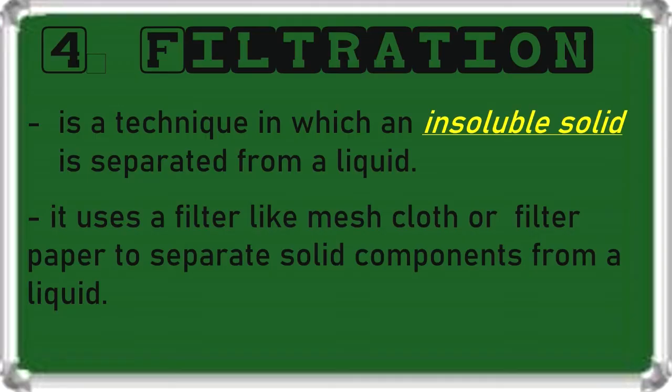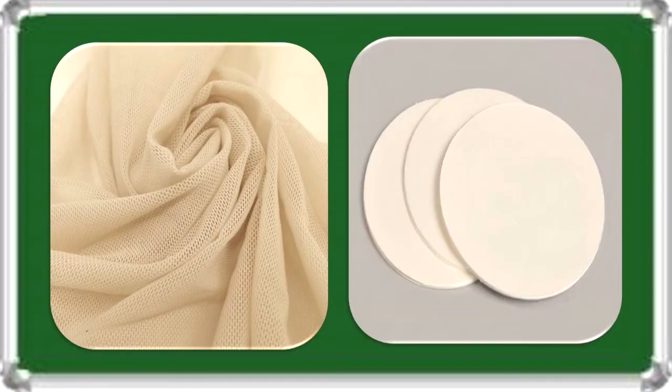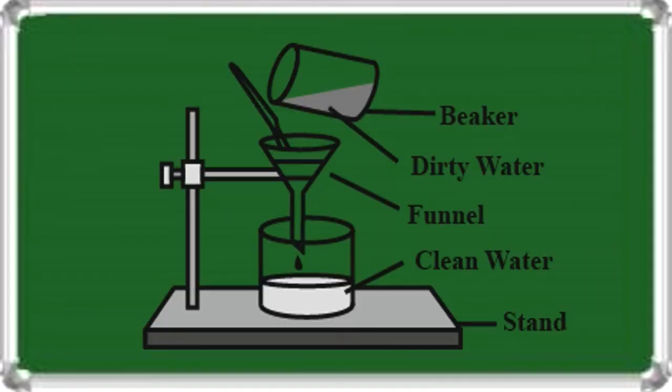So, this is an example of mesh cloth. And this one is the filter paper. So, paano ba sinasagawa ang tinatawag nating filtration? Okay, so pag-aralan natin yung picture na to. So, kailangan natin ng, of course, funnel or imbudo. Pero kung wala din naman, pwede din naman natin isagawa ang filtration without a funnel. A dirty water, for example, a mixture of water and sand or soil.